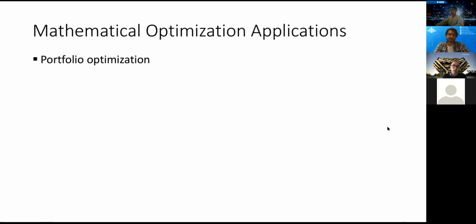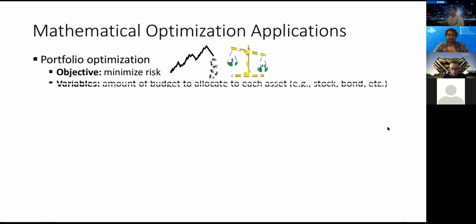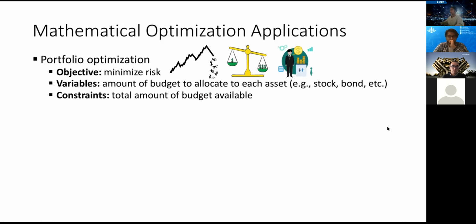In portfolio optimization, we have a budget, a total amount of money, and the goal is to distribute that money among different assets. So the objective can be a minimization of the total risk or maximization of the total profit. The variables are nothing but the amount of money we should allocate to each asset. And of course, we have the total amount of budget available, which is basically our constraint.